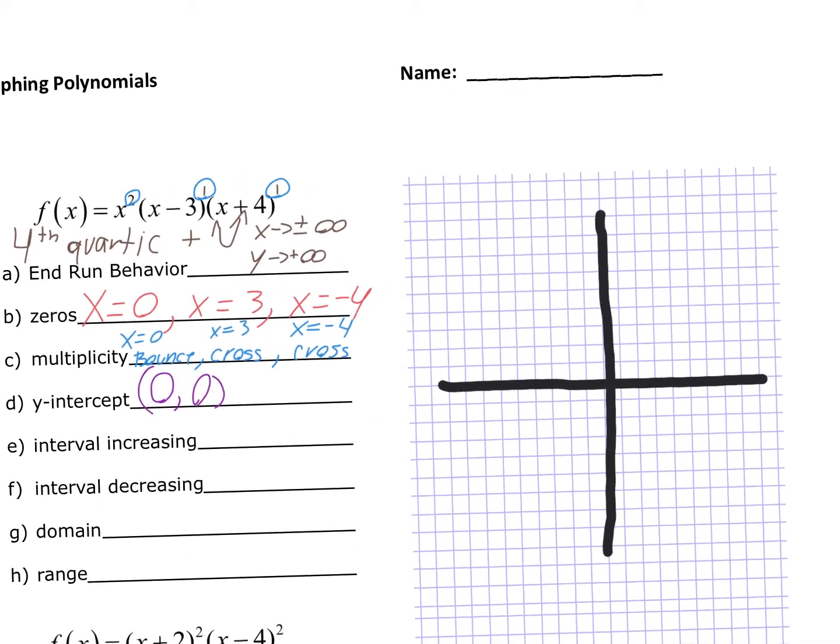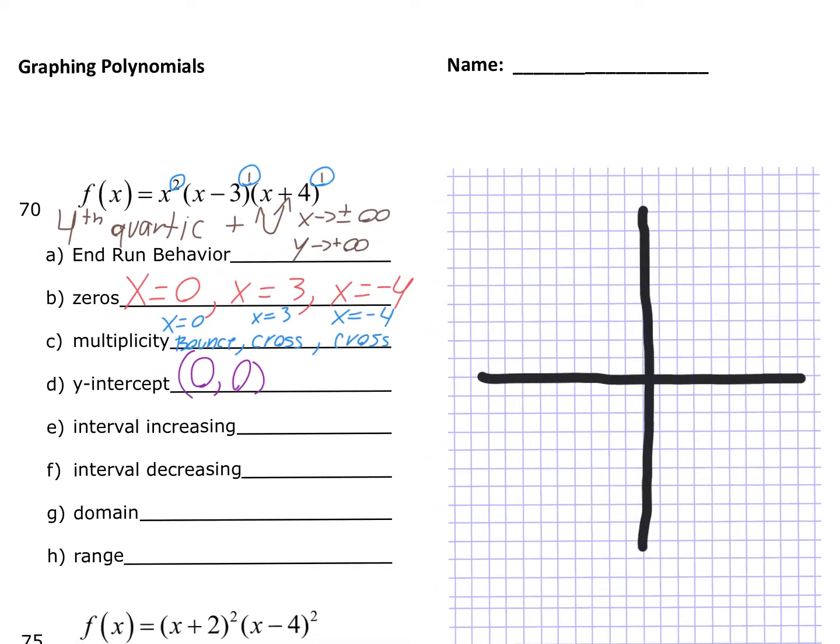So take this information, head over to our sketch. I know that my end behavior says we're going to start in quadrant 2 and go on to quadrant 1. I know I have zeros at x equals -4, x equals 0, and x equals 3. I know my y-intercept is 0, 0.